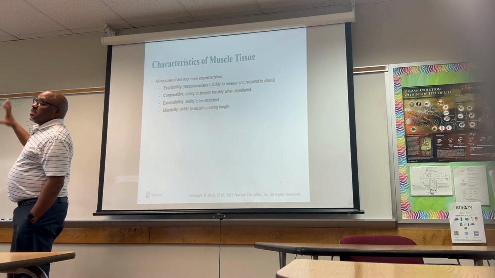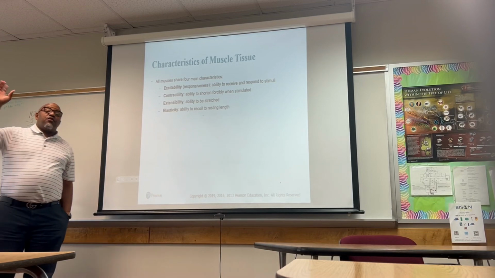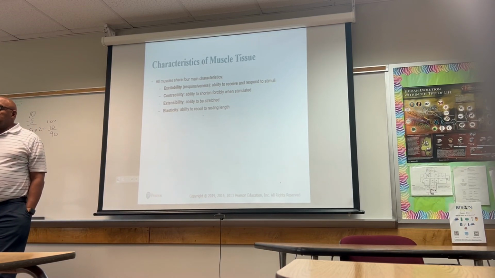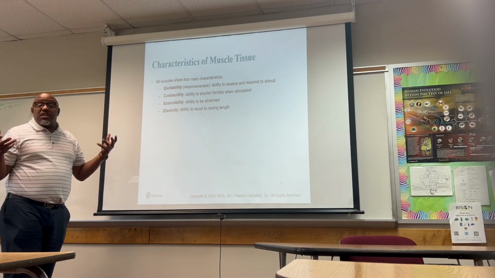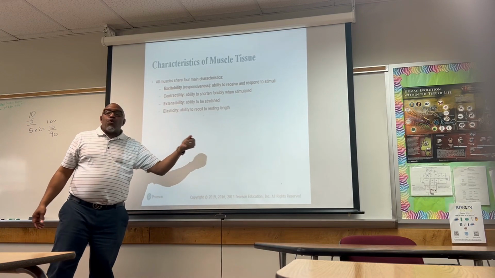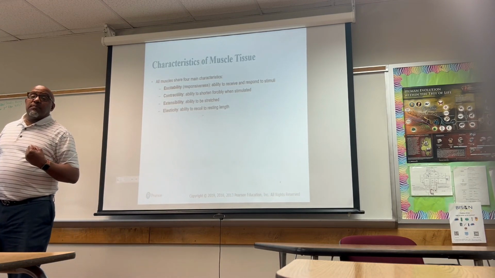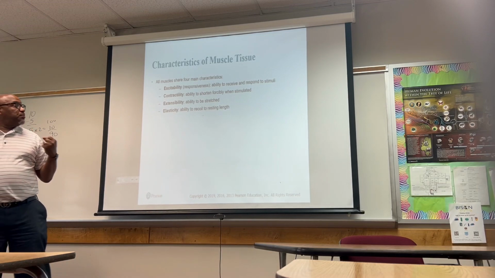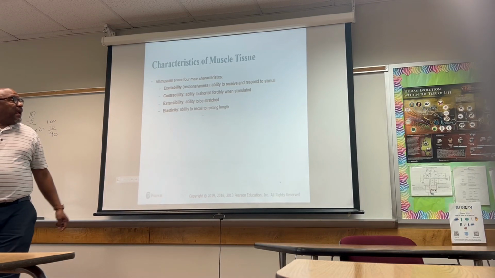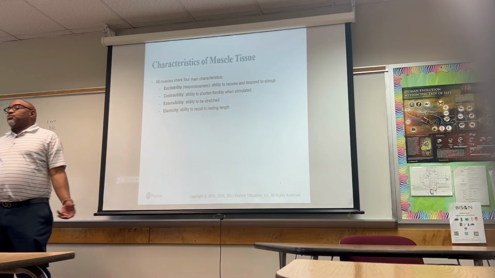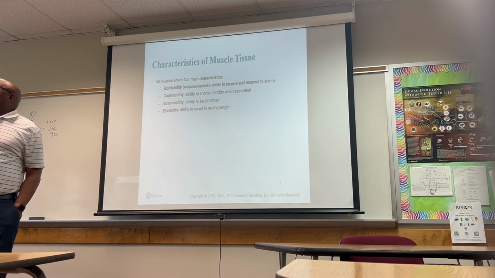Excitable means it can receive something from the outside environment. A muscle cell receives something from a nerve. It causes the muscle cell to begin to change. Contractible, it can shorten forcibly, moving or pushing something. Extensible, it can be stretched, muscle cells stretch, and elastic, it comes back to its resting length. This is a characteristic of all muscle cells.